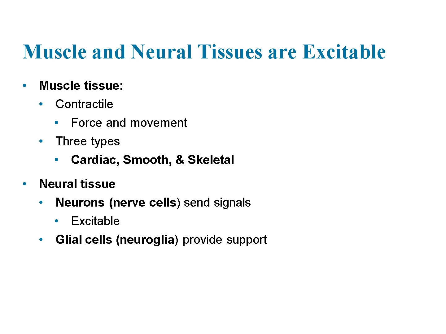Now for neural tissue, the communication hub of the body. Neurons, or nerve cells, send signals. These are excitable, meaning they respond to stimuli. Supporting them are glial cells, or neuroglia, which act like the backstage crew keeping everything running smoothly. So, between muscle and neural tissues, we've got the mechanics and messaging systems that power our daily lives.